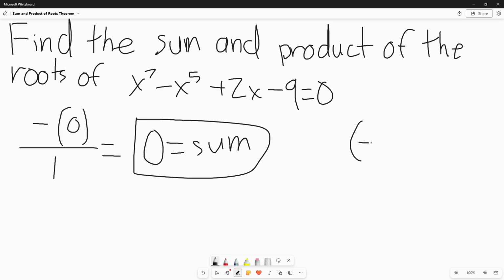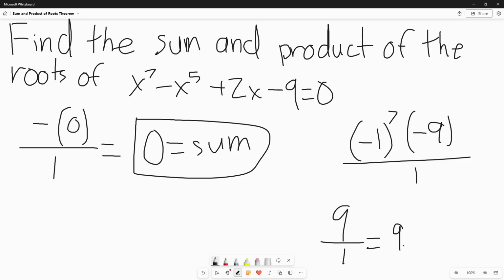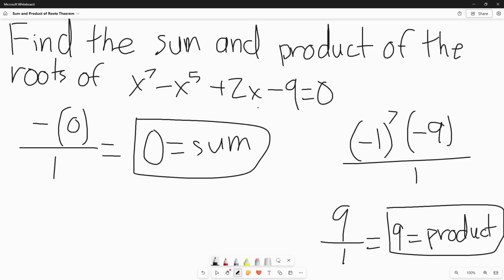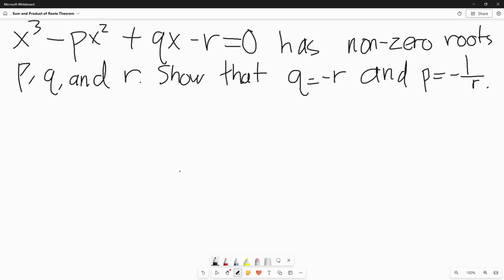Pretty easy. Now let's find the product. Again, we do negative 1 to the power of 7, because that's the degree of this polynomial, times the last term, which is negative 9, all over 1, because that's the leading coefficient. Negative 1 to the power of 7 is negative 1, and negative 1 times negative 9 is just 9. So this is equal to 9 over 1, which is 9, and 9 is the product. Again, not that hard, even though we're missing some terms inside the original polynomial.